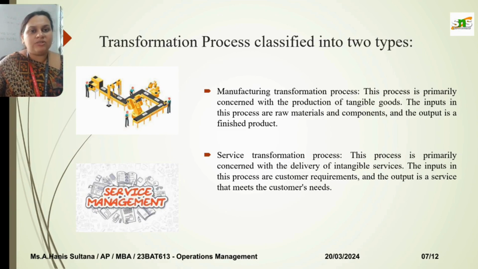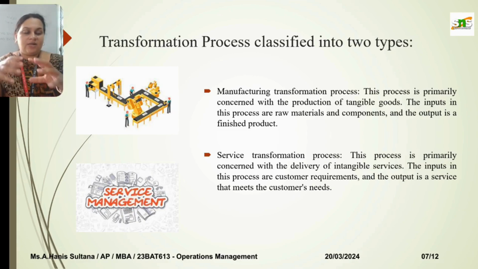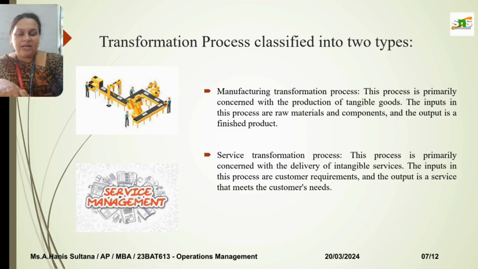Now this transformation process is again classified into two types: manufacturing transformation process and service transformation process. Manufacturing is primarily concerned with the production of tangible goods. For any end product, we can touch, we can feel, and this is called tangible. So we can give a direct review based on the usability of the product. And service transformation deals with services, which are intangible.